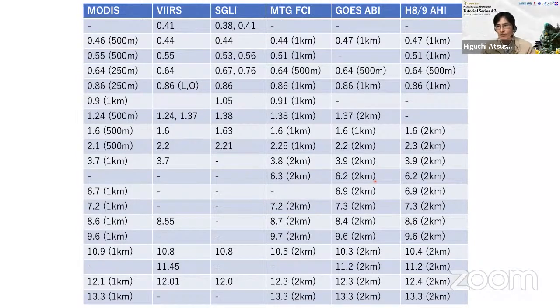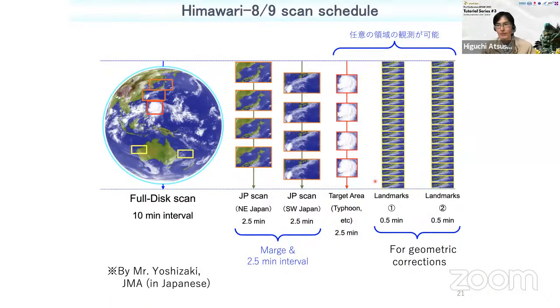In another words, currently the 3rd generation GEOS data can be utilized for MODIS-type analysis with fine time resolution. The full disk scan is every 10 minutes, a very high frequency of observation. In addition, in the case of Himawari 8, the Japan area is scanned at 2.5-minute intervals.